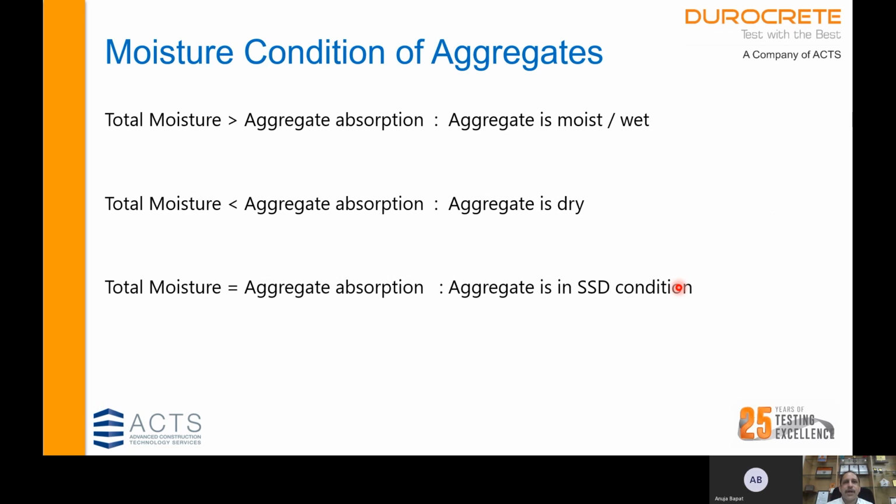The moisture condition of aggregates can be judged from total moisture and aggregate absorption. When total moisture is greater than aggregate absorption, aggregates are moist or wet. While when the total moisture is less than aggregate absorption, aggregate is dry. And when total moisture is exactly equal to aggregate absorption, the aggregate is in SSD condition.